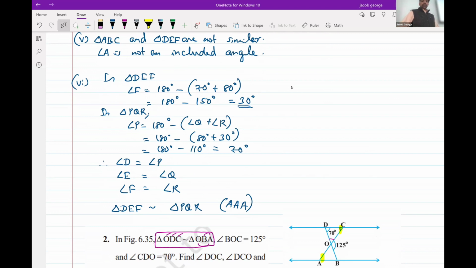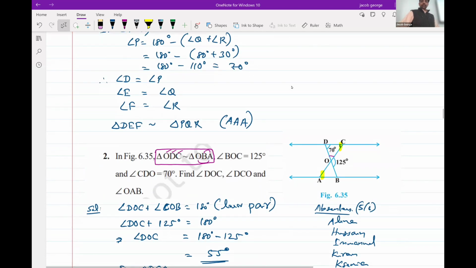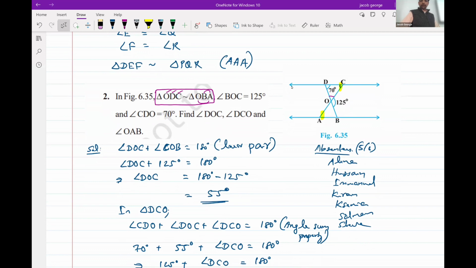Yes. Now the second question, Kiran, you were absent that day. Second question, some students by mistake will take alternate interior angles. Is it correct? Why?